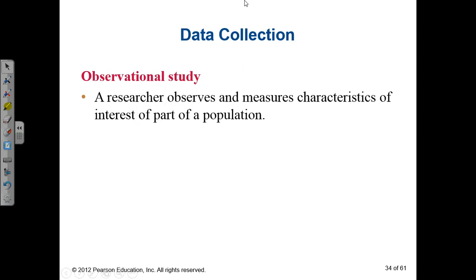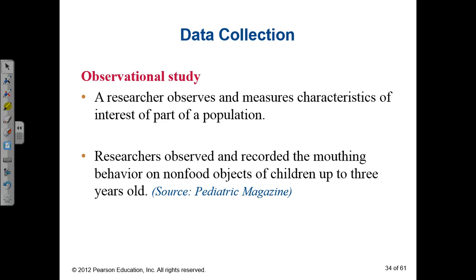Okay, now, there's different types of studies that are done. An observational study, the researcher just watches and records what's happening. Examples of that might be a researcher who observed and recorded the mouthing behavior on non-food objects of children up to 3 years old. They did not put things in the children's mouth. They just sat back and watched what objects the children put in. Another very famous observational study was Jane Goodall when she studied the gorillas. She observed and recorded the characteristics of that population that she was interested in.